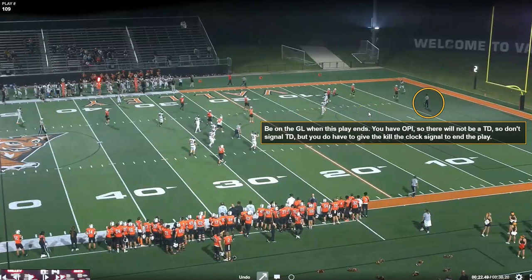Couple things mechanically. Back judge, be right on that goal line when this play ends. You know you have OPI, so even though a touchdown was scored, since your flag is going to make this not a touchdown, remember, we do not signal touchdown. However, our back judge doesn't give any signal on this play. We do need a signal, so if you're not going to give the touchdown signal because your flag is making it where we don't have a touchdown, you just give the kill the clock signal. That's 2 hands over the head, right?